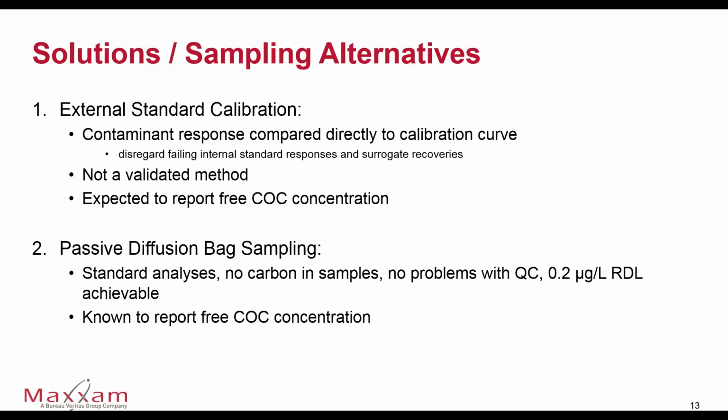So the first solution we came up with was to change the way we do the calibration, just to verify that it was the calibration giving us a headache. We did something called external standard calibration. Basically, we ignore the internal standards. You're not allowed to do this to report results, but we just wanted to try it. And yes, if we calibrated by ignoring those internal standards, it worked fine. The second approach was, as I said, passive diffusion bag sampling.